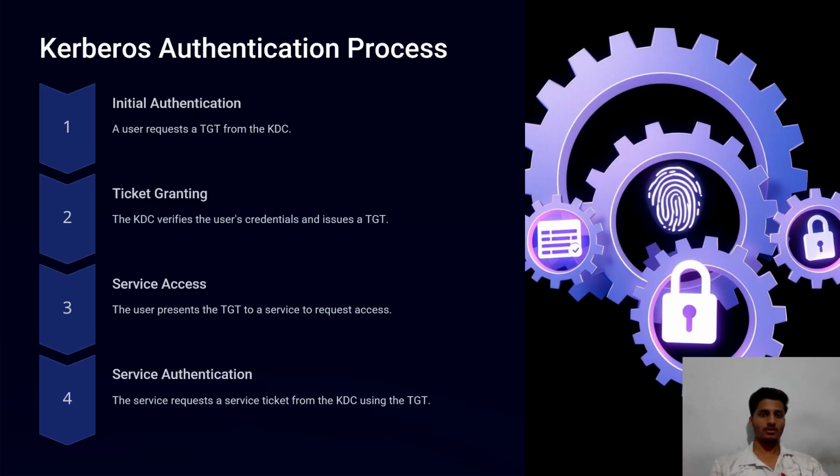Okay, now the authentication process. The first one is the initial authentication, where the user requests a TGT from the KDC. The second is ticket granting, where the KDC verifies the user credentials and issues a TGT. In service access, the user presents the TGT to the service to request access. In service authentication, the service requests a service ticket from the KDC using the TGT.